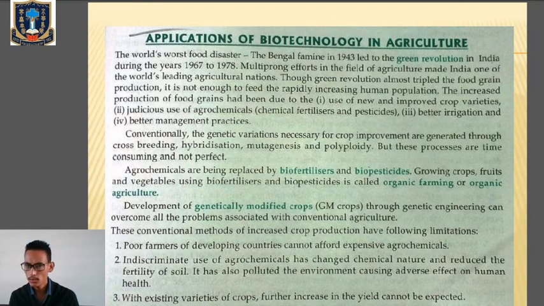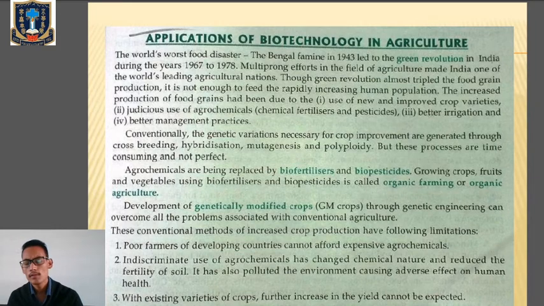Though the green revolution increased the productivity of crops, it was not able to feed the rapidly increasing human population. Clear? The increased production of food grains had been due to the use of new and improved varieties of crops, the judicious use of agrochemicals, better irrigation and better management practices. So these were the few reasons for the rapid increase of food grains during the green revolution.